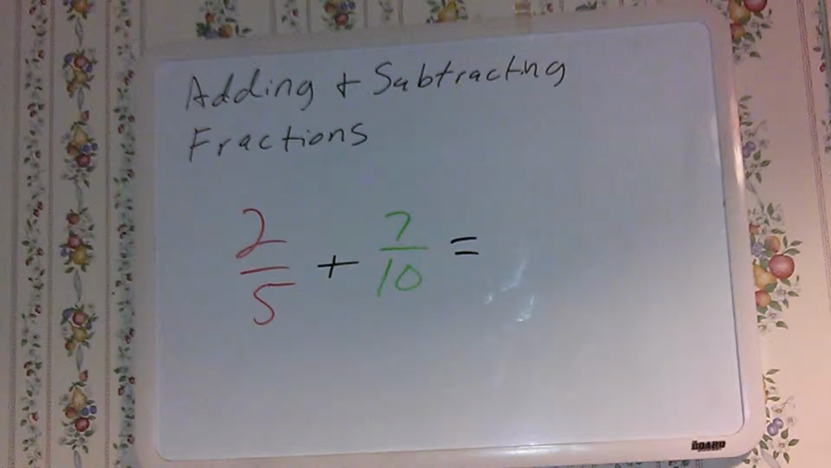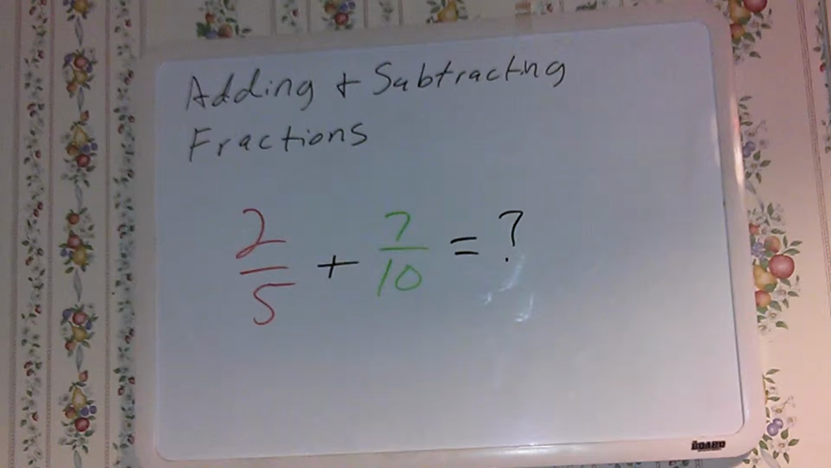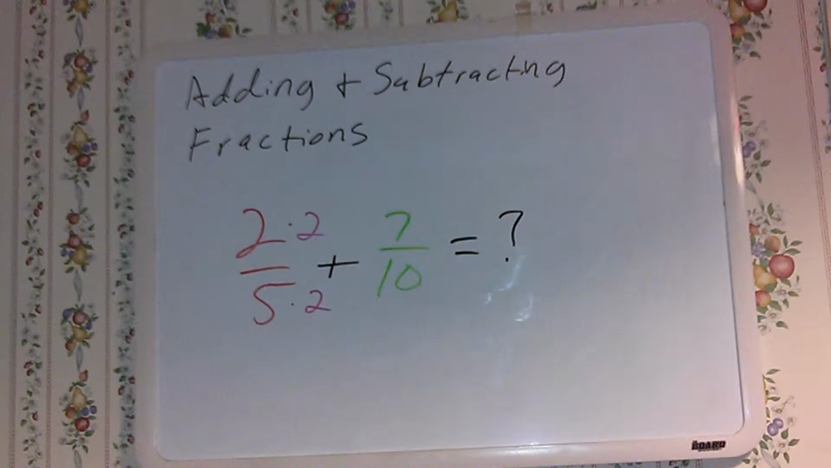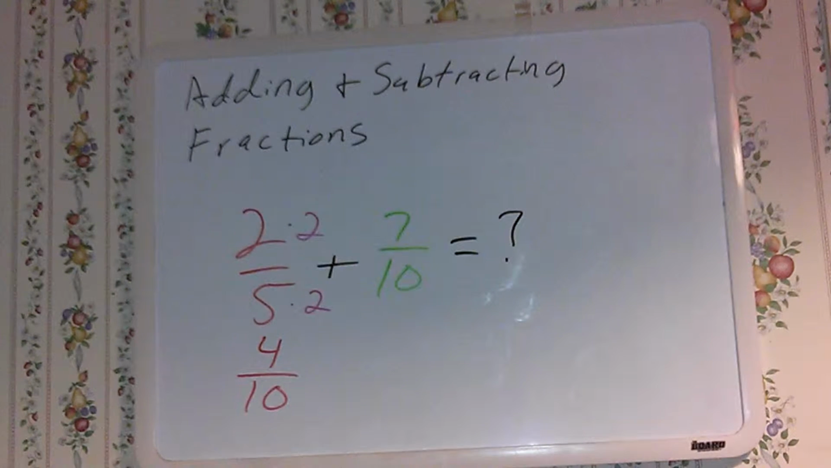So what we have to do is make these bottom numbers down here the same. And this one again is set up to be easy, where one of these is a factor of the other. So since one is a factor of the other, we are going to take our 5, and we do 5 times 2 is 10, but since we did it down here, we have to do it up here too, which winds up giving us 4/10 on the top.